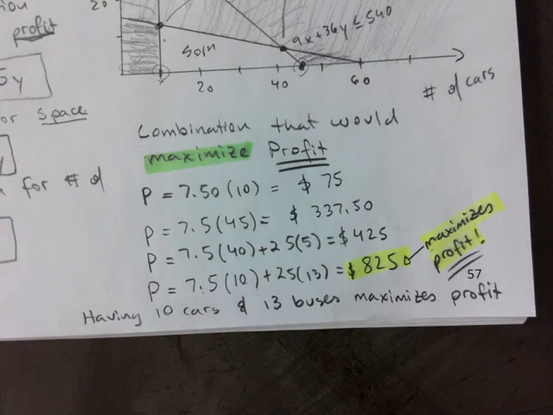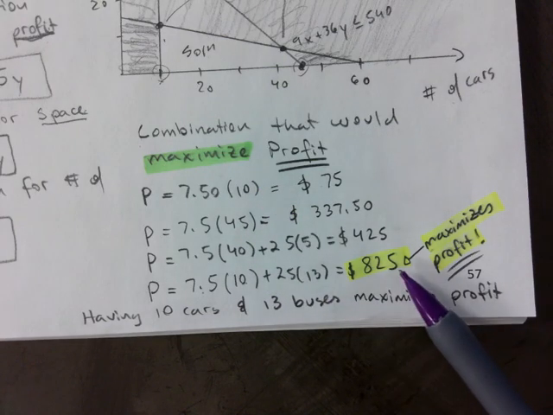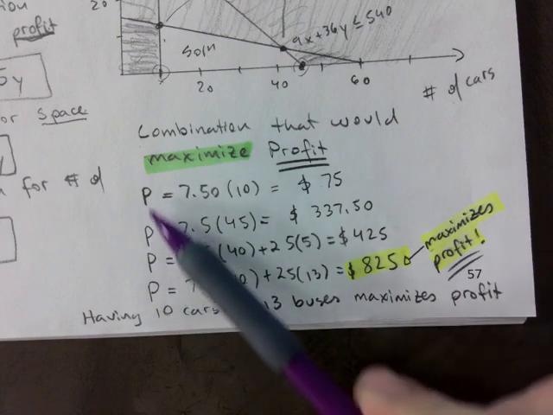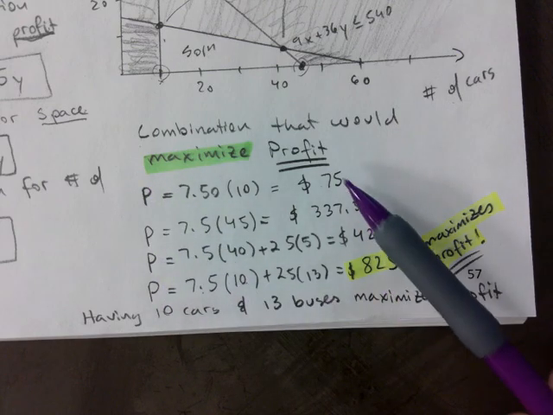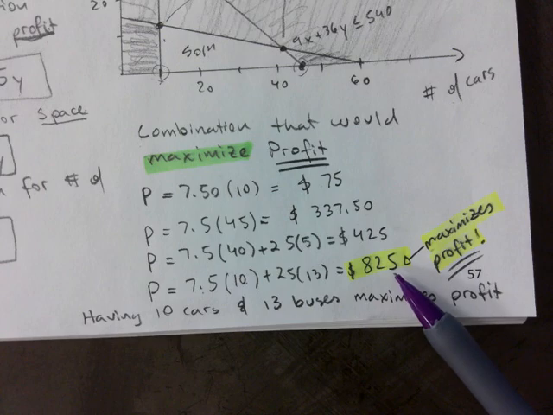I will tell you this, there will be at least one question that will ask you to find the optimal solution, right? And that's just simply taking your POIs, plugging them into your objective function, and then figuring out which one of those gives you the greatest value in this case. Okay.